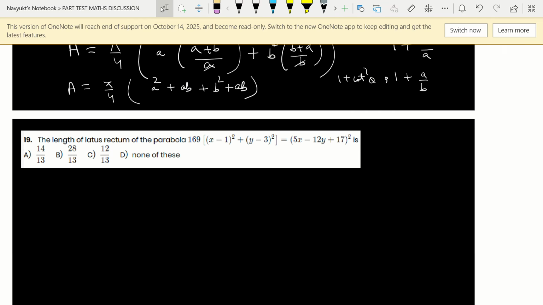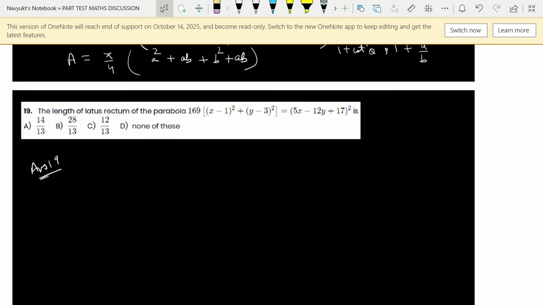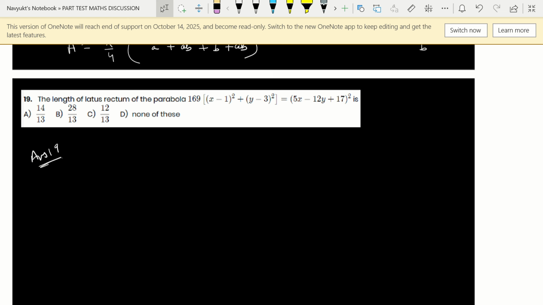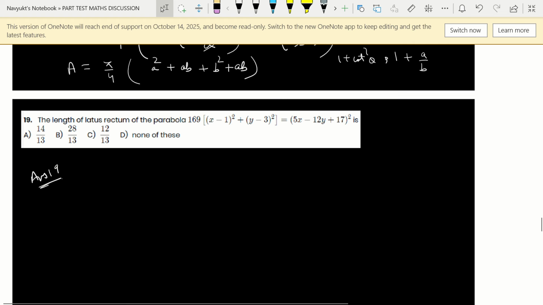Here we have our question number 19. The length of latus rectum of this parabola. Again, this is similar to one of the questions above that we solved, which was for an ellipse. Here we have it for a parabola, which is much easier because this looks like the geometric format of writing a parabola, right? Which is PS square equals PM square. The value of e for a parabola is 1.